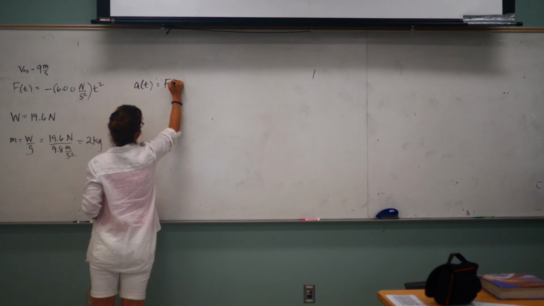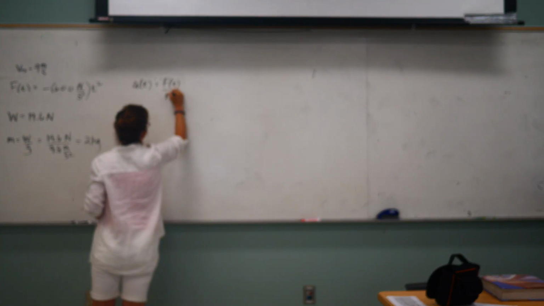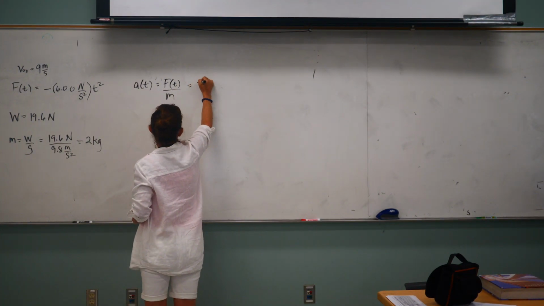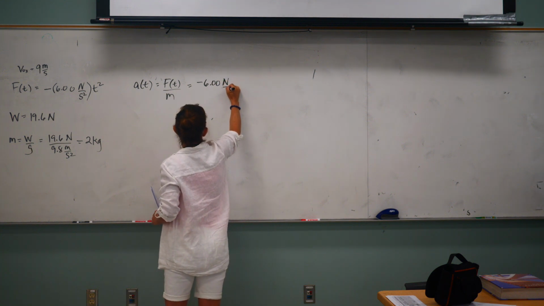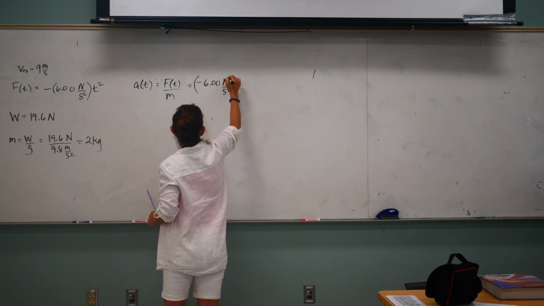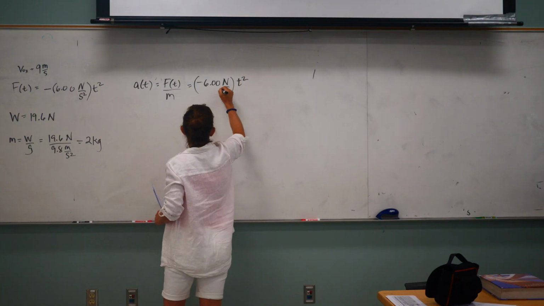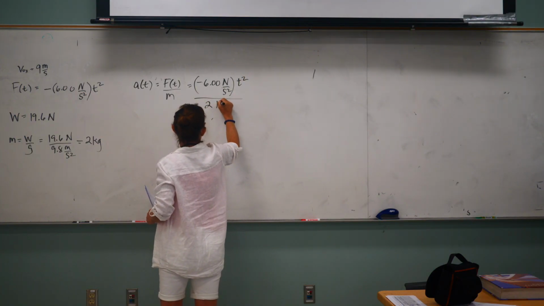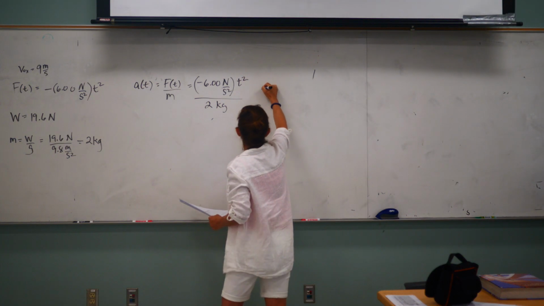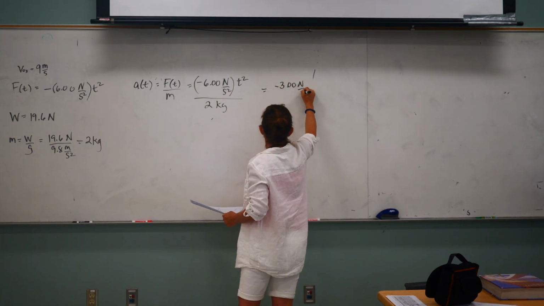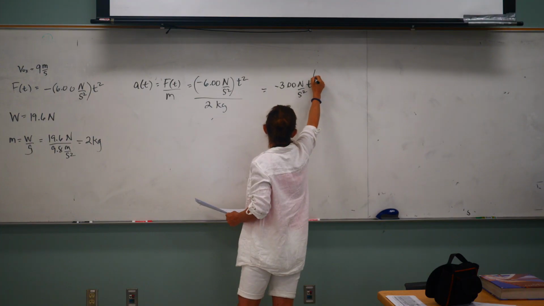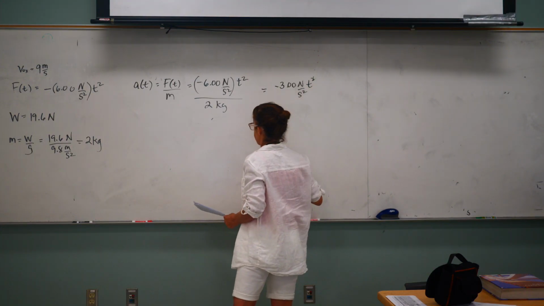a of t equals F of t divided by m equals negative 6.00 newtons per second squared times t squared divided by 2 kilograms. And that's going to give me negative 3.00 newtons per second squared times t squared. All right.